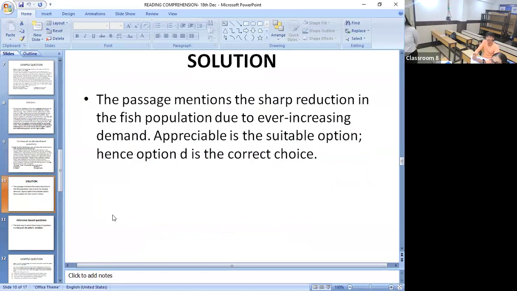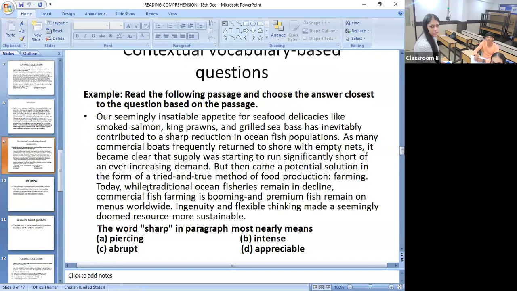How is it appreciable? Because if we are talking that it is increasing and it is something that is important to us, how can we see it as appreciable? The passage mentions the sharp reduction in the fish population due to ever increasing demand. Okay. Now coming back to this. Now read this. Our seemingly insatiable appetite for seafood delicacies, like the salmon and all these, contributed to a sharp reduction in ocean fish populations.